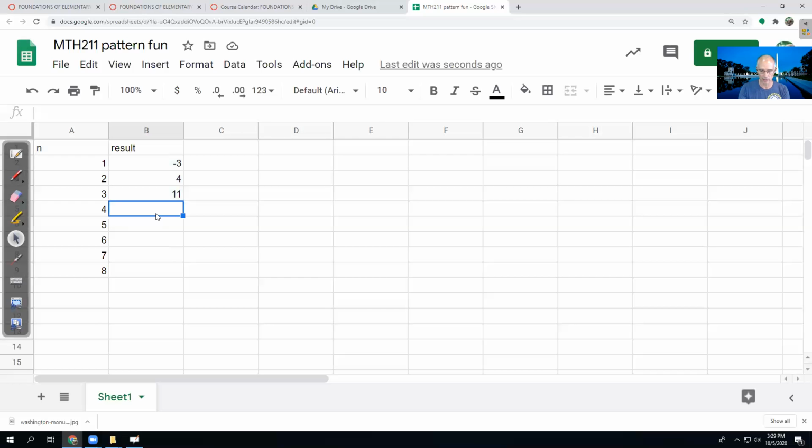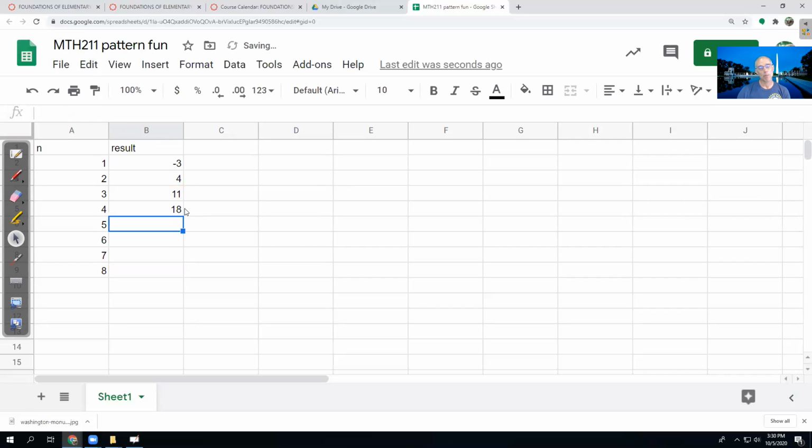So I'm under my 11. I type equals. I click on the number above, and it says, hey, you clicked on cell B4, right? Column B, row 4, and then just type add 7. And what this says is whatever's in B4, I'm going to add 7 to it.